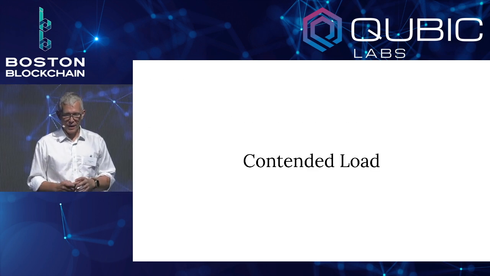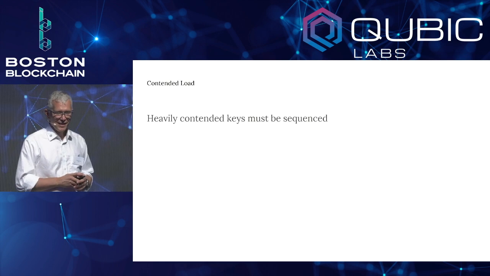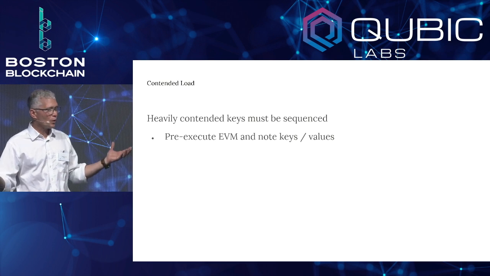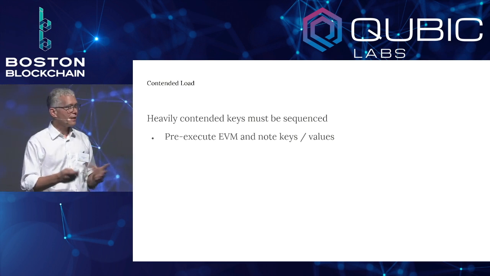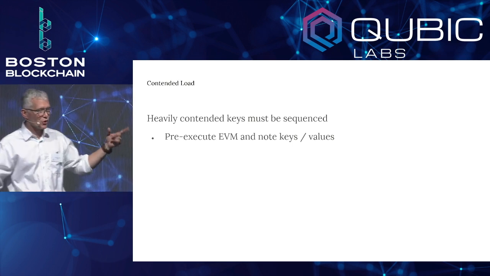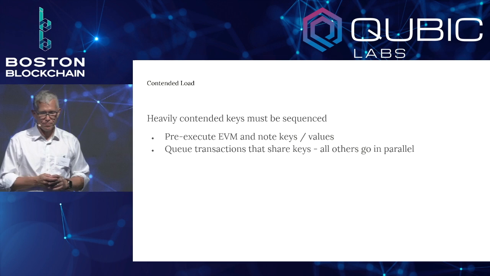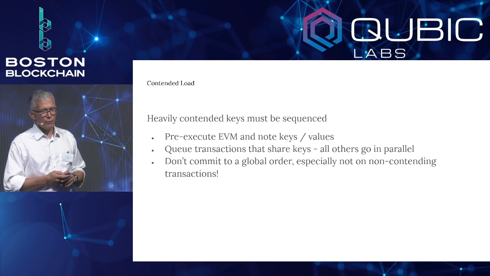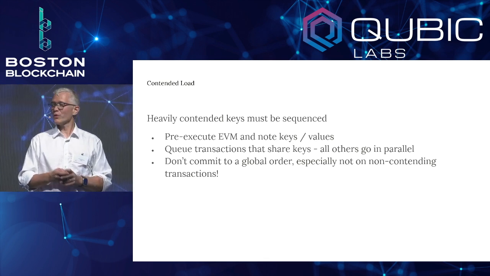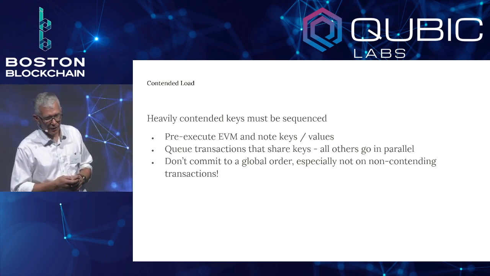The last thing I'll talk about is a contended load. I hinted a little bit of this. Don't want to get too technical, but heavily contended keys have to be sequenced. We have a way to do that. We can pre-execute the EVM, find out what it's going to touch, and then sequence just those. Critically, when you do that, the other transactions don't block. They can be parallelized while that's happening. And again, we don't commit to a global order. We certainly do not want to do that for non-contending transactions, because that would really create an issue.